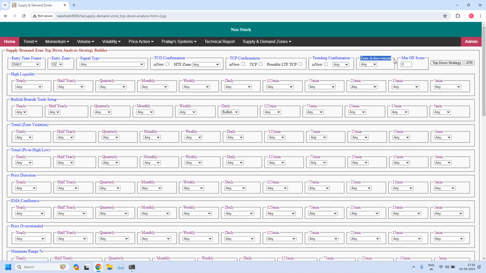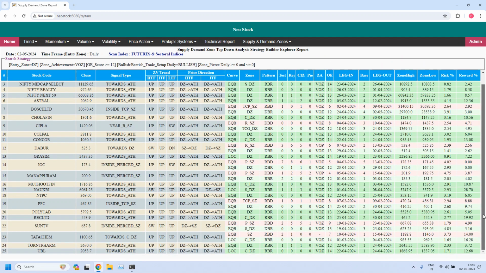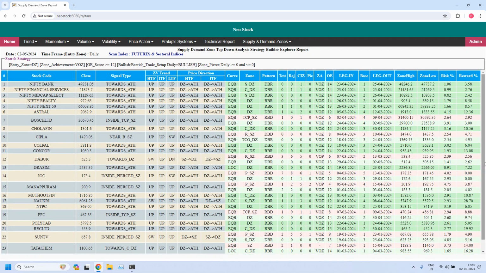The second filter is zone achievement. It should be VOZ, violated opposing zone, because we already learned a zone should have violated opposing zone. Then only the zone will have a confirmation of institutional order flow. And the third parameter is minimum odd enhancer score. For bullish or bearish trade setup, the minimum odd enhancer score should be 12. So I set the value 12. Now let us filter the stocks. So total 25 stocks are filtered.